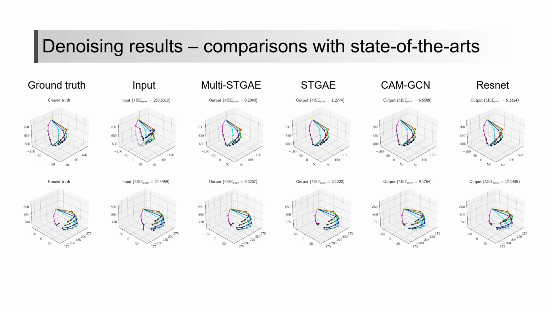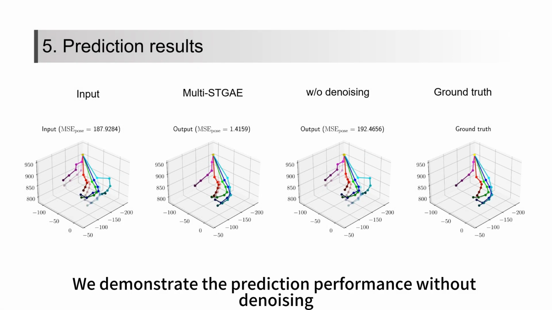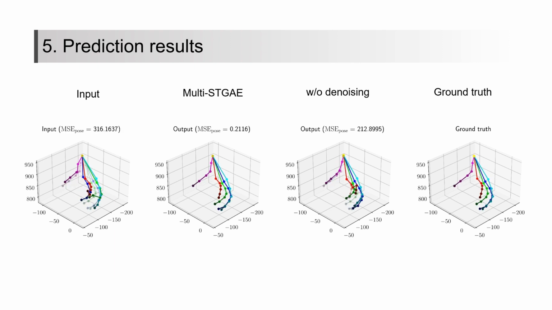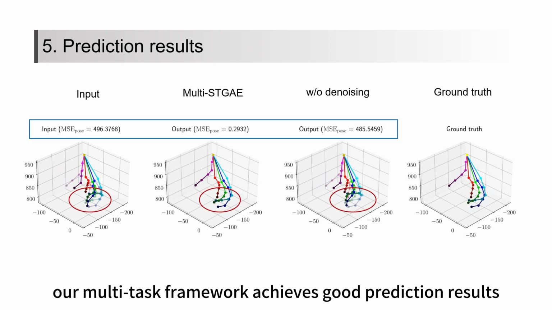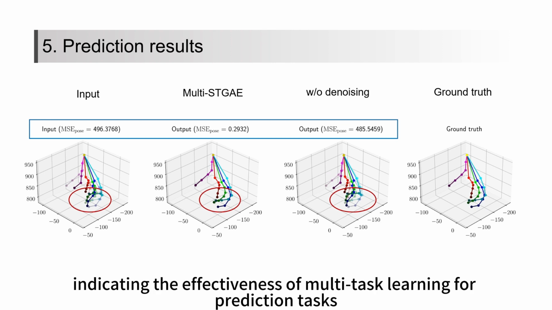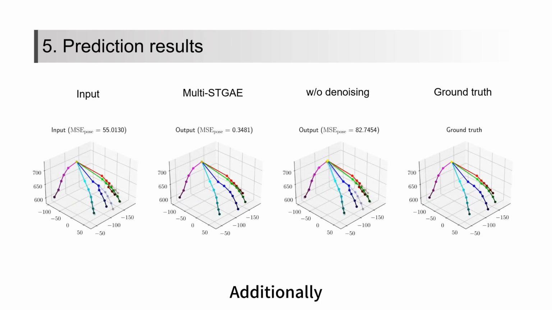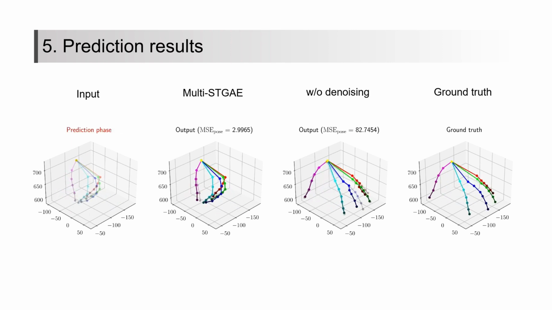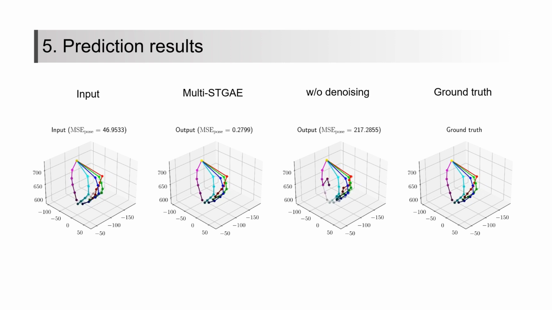Part 5, Prediction Results. We demonstrate the prediction performance without denoising, which produces poor results with significant hand deformation. However, our multitask framework achieves good prediction results, indicating the effectiveness of multitask learning for prediction tasks. Additionally, our experiments show that the multitask framework outperforms any single task. We show more examples.